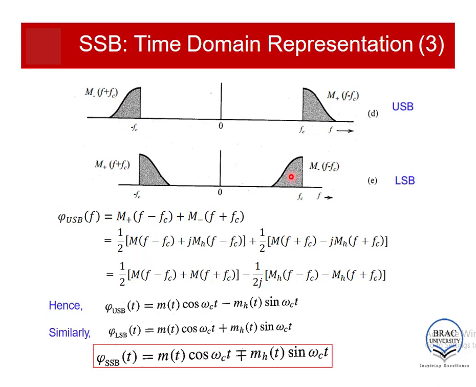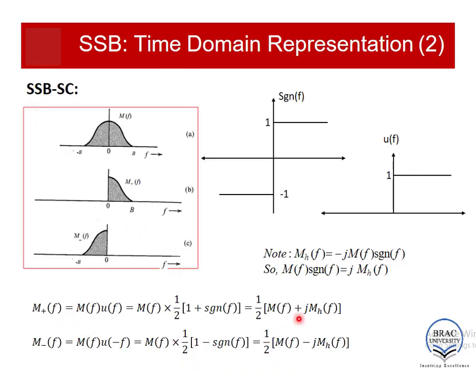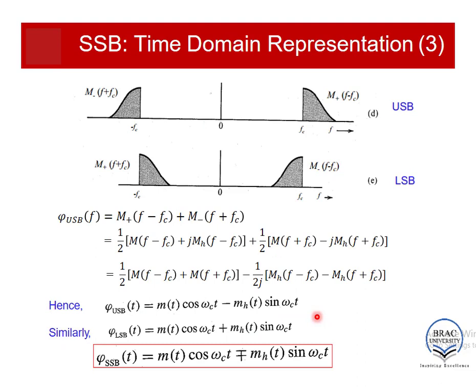Similarly, we can analyze the LSB spectrum. Here it is M minus of F minus FC and M plus of F plus FC. Let's first derive the equation for USB spectrum. Phi USB F is actually this spectrum plus this spectrum, M plus F minus FC plus M minus F plus FC. We already derived the equation of M plus F. We just replace it here. M plus F was half of MF plus J MHF. Only difference is that previously it was F and now it will be F minus FC. So half of M F minus FC plus J MH F minus FC.